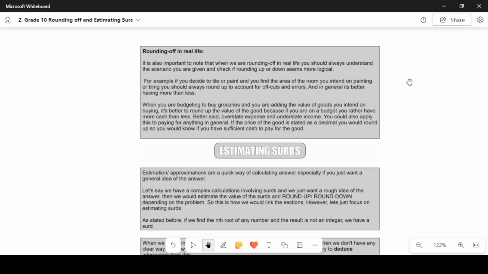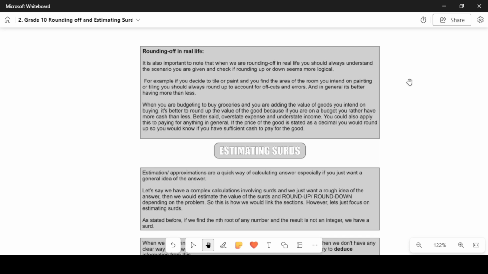For example, if you decide to tile or paint and you find the area of the room you intend on painting or tiling, you should always round up to account for offcuts and errors. So sometimes in construction, it's a general rule: it's better to have more than less. So you always buy extra building material to account for things like offcuts and maybe there's errors in the process.